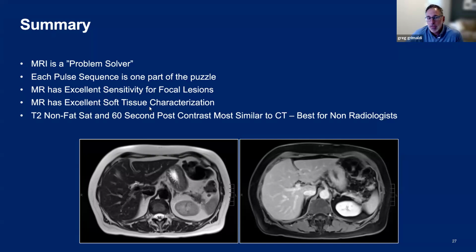It has excellent soft tissue characterization. We can tell whether there's fat, fluid, soft tissue within the lesion. And then if there's one thing I want to leave you with as a last moment, it's T2 non-fat sat, this image that I showed you on the left, and the 60-second post-contrast are probably the most similar to CT. And so if you had to open up an MRI and just get one or two images that you looked at to try to get a lay of the land, these are probably the two best sequences for you to look at.